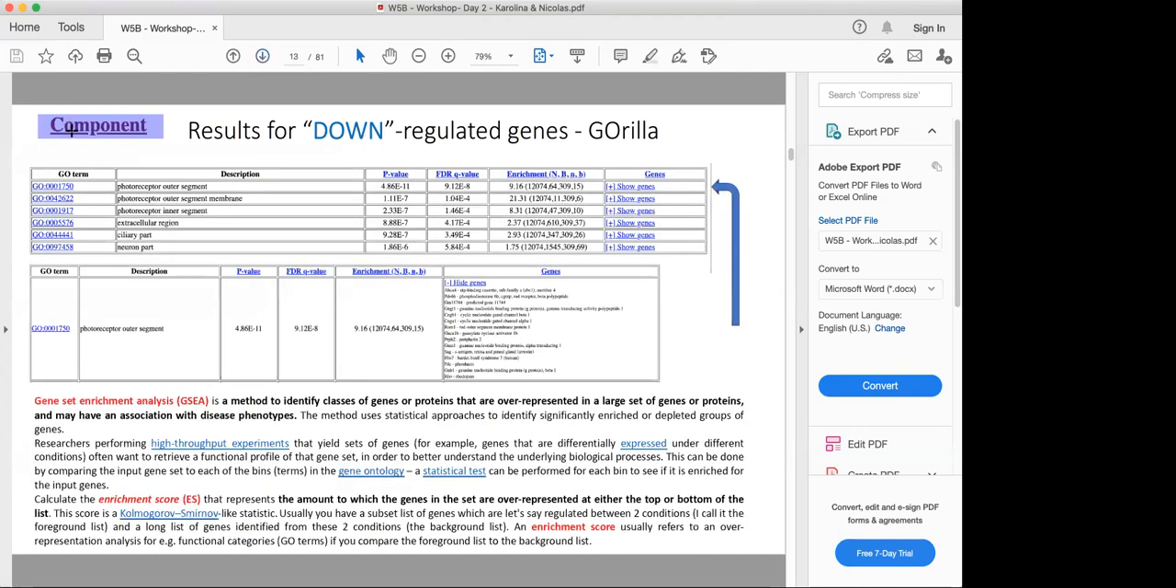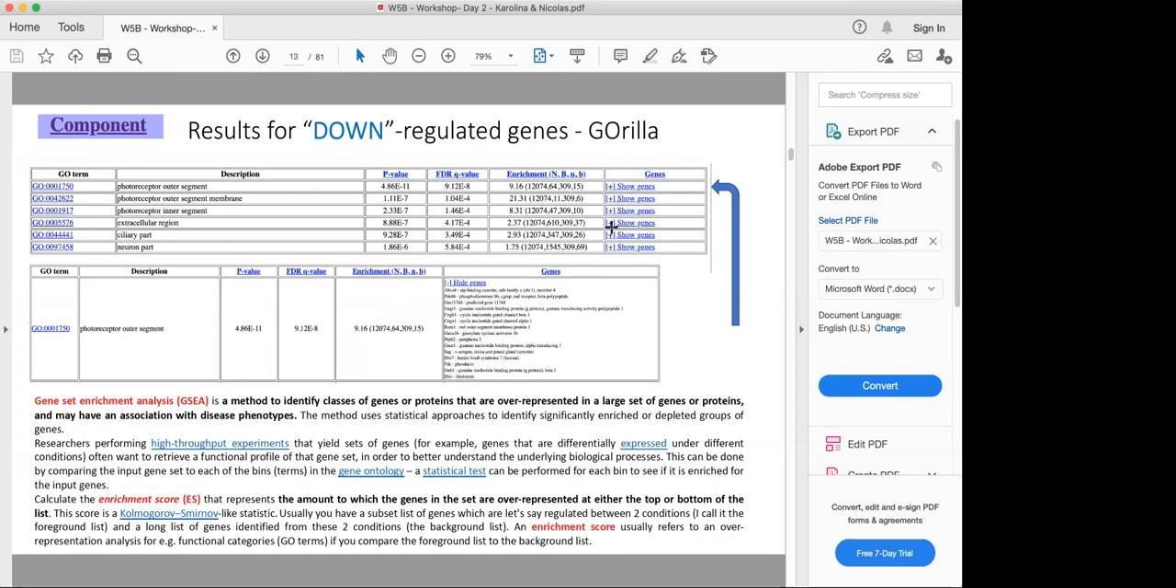So for the component also, you see this table with the GO terms and their descriptions with the p-values and also the FDR p-adjusted value after multiple testing. You can press to show the specific gene list, and you will get the gene list of those ones. For example, here in this GO term photoreceptor outer segment, we see that those specific genes are involved, like ABCA4, PDE6B, and so on.